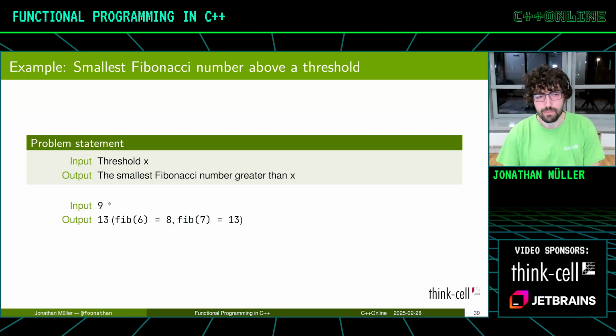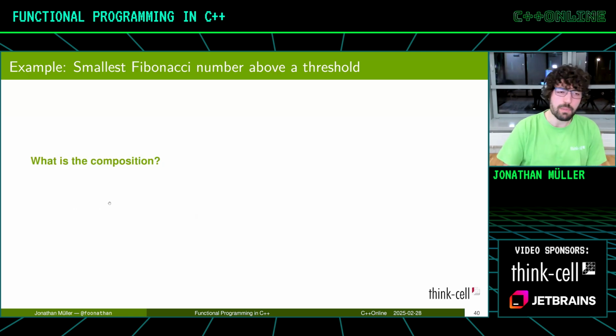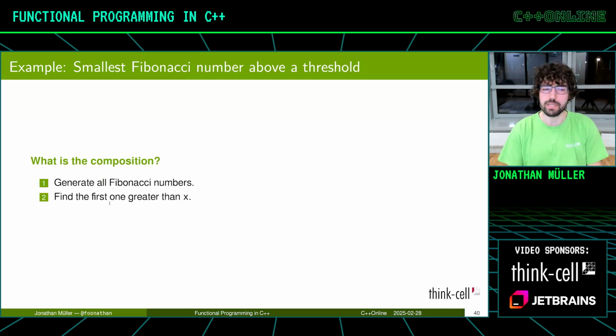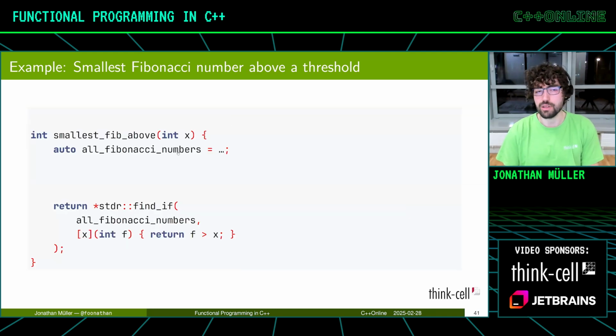How do we do that? I'm skipping over the imperative code and just directly looking at the composition. So what is the composition? Well, on a very high level, the composition is generate all Fibonacci numbers and then find the first one that's greater than X. And if we generate all Fibonacci numbers in ascending order, then we can just stop. Because then by definition, when we found one that's greater, that is the first. So how do we do that? Well, something like this. So this line generates all the Fibonacci numbers somehow, and then we just use find_if.